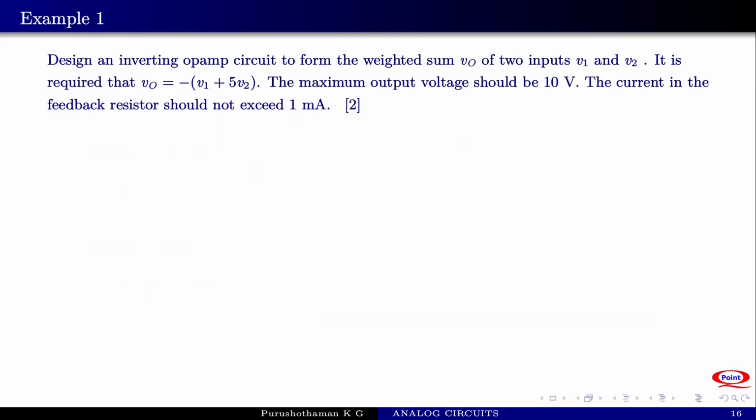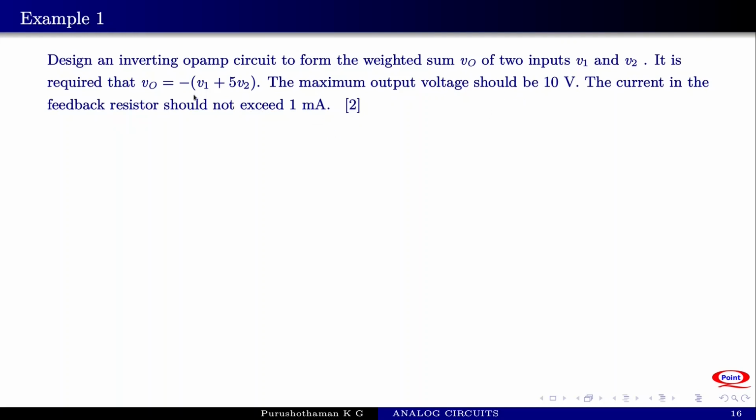Consider an example. Design an inverting operational amplifier circuit to form the weighted sum VO of two inputs V1 and V2. It is required that VO equals minus V1 plus 5 V2. The maximum output voltage should be 10 volt. The current in the feedback resistor should not exceed 1 mA. This is taken from reference 2.